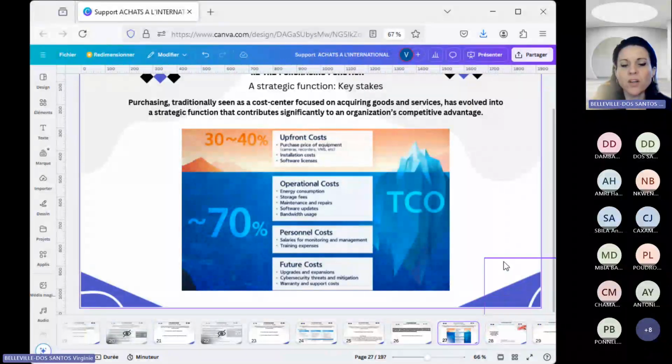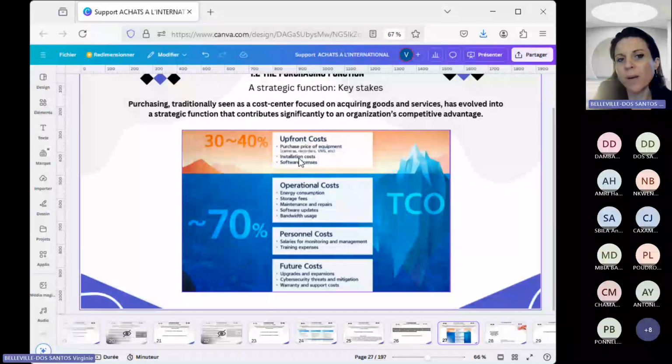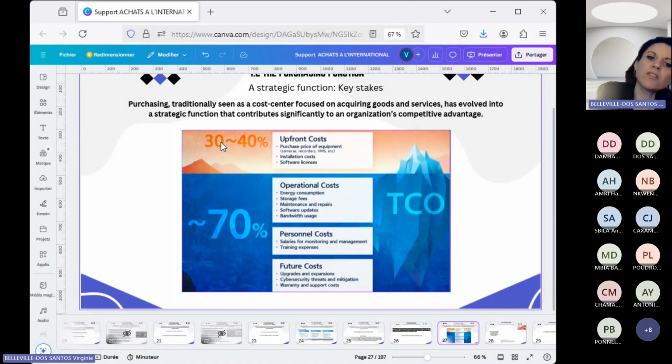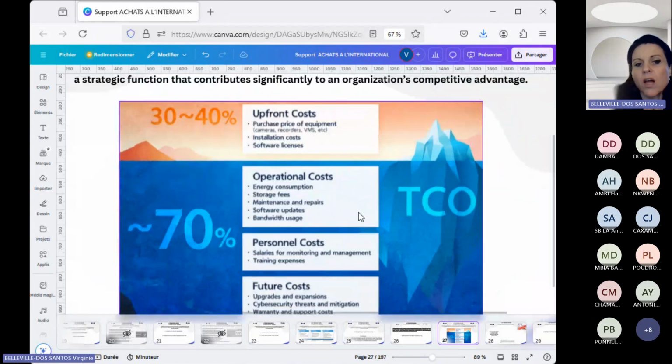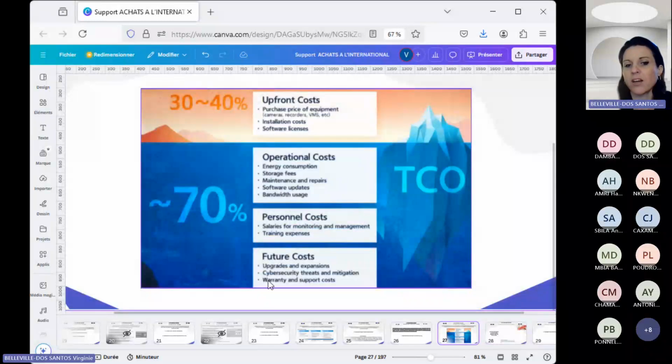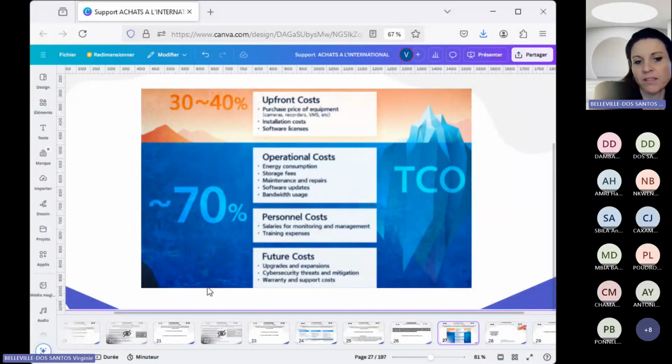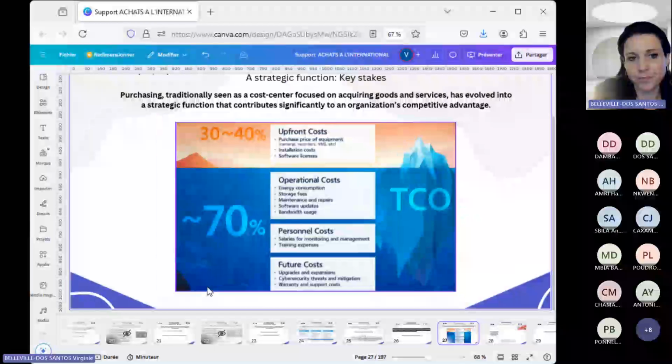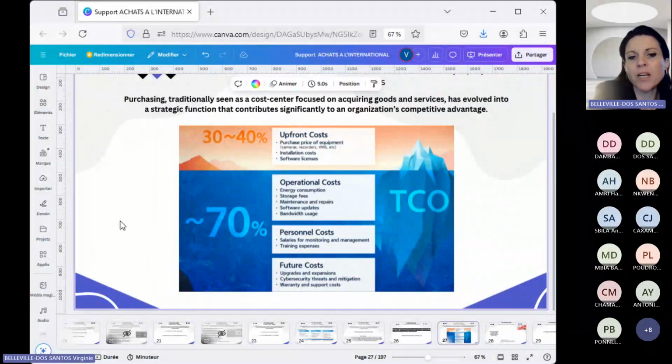Here you can see the complete representation of what TCO is. In this example, it's about software licenses. 30-40% is the upfront cost, like purchasing price, installation costs, and software licenses. And then the rest, about 70%, is operational costs, personnel costs, and future costs like upgrades, extensions, cybersecurity, or warranty. So in purchasing, we will try to understand what the TCO is and not just the first upfront price.